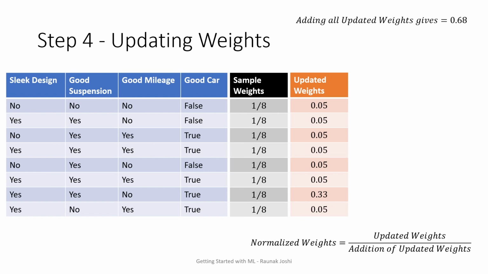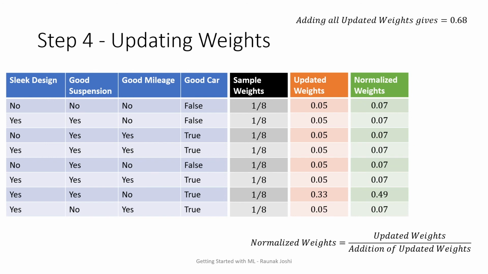Normalization is required because we cannot have the perfect value. Now if I add all of my sample weights, the value that I'll get would be 1. Similarly, I want that in the case of the updated weights, but when you do a summation of them, you are going to get 0.68, and we want 1. So the way we do it, I'll say normalized weights is equal to updated weights divided by addition of updated weights, and this is the thing we get.